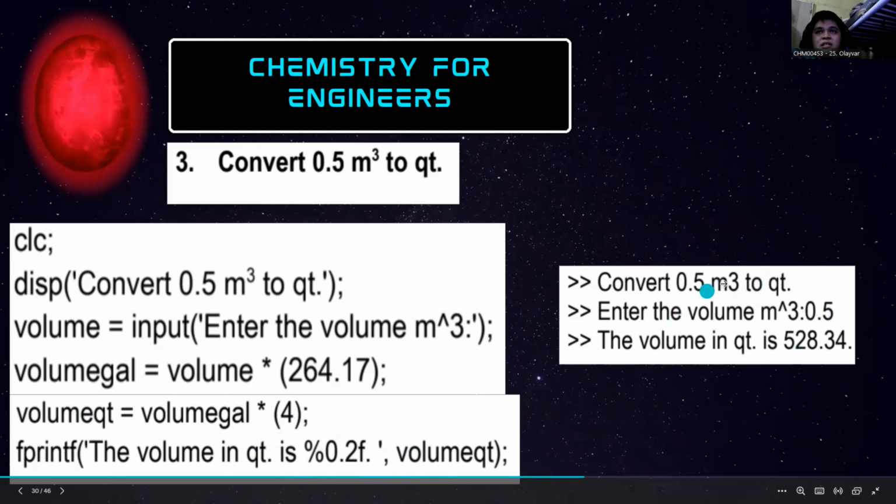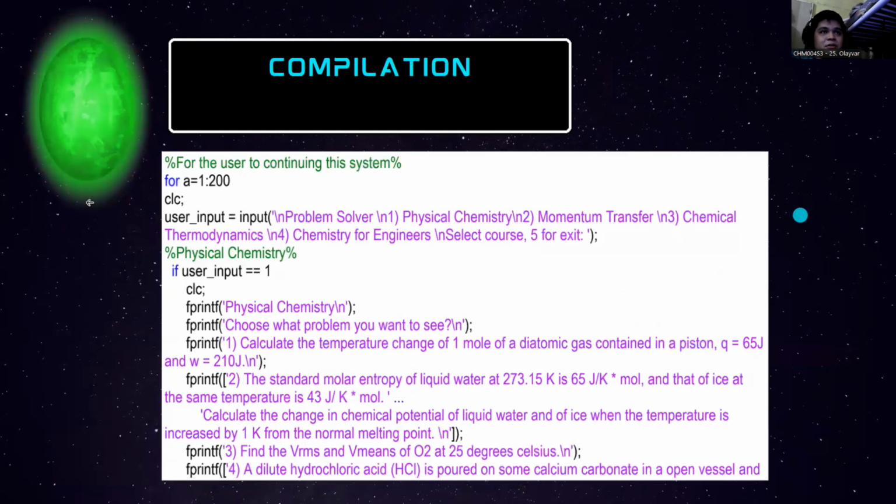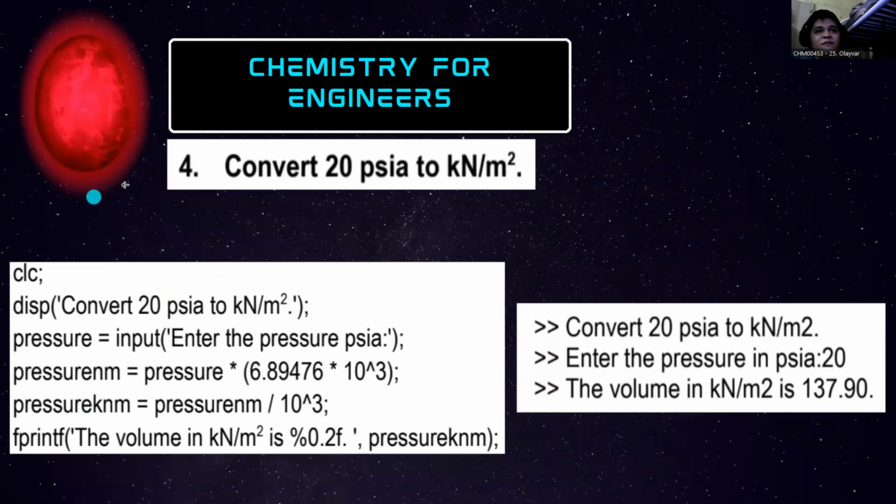And this is the result of the coding, which is to convert 0.5 cubic meter to quart. Enter the volume in cubic meter, which is 0.5. And the volume in quart is 528.34. Cool. And this is the conversion.